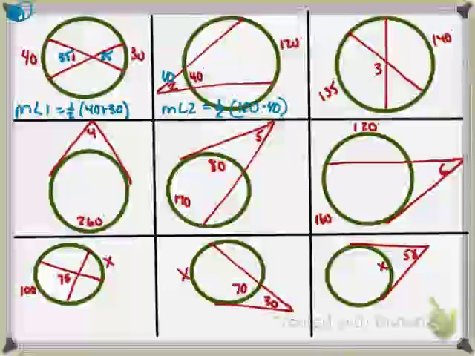Which rule would we apply in number 3? Half the sum or half the difference? Half the sum, since it's an inside one. So we do half of 135 plus 140, and that gives us 137 and a half.